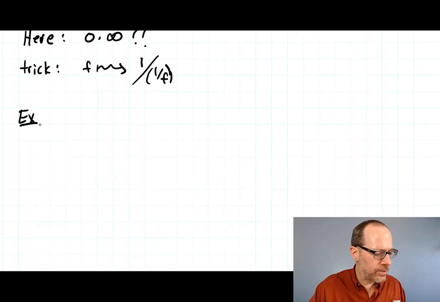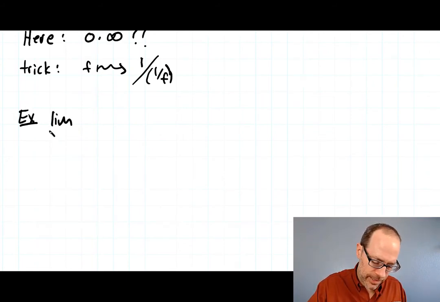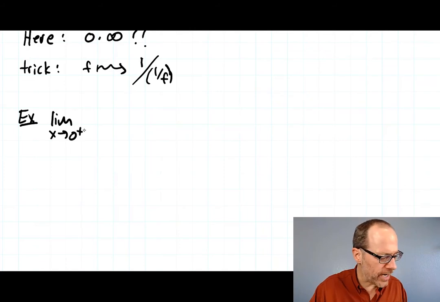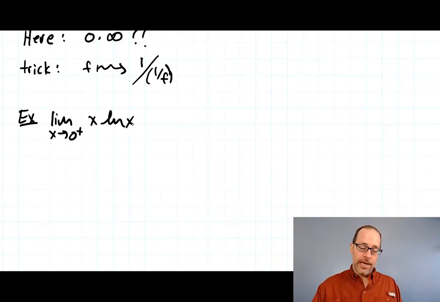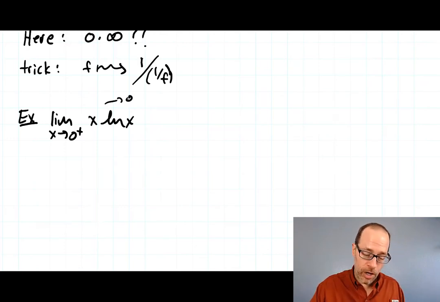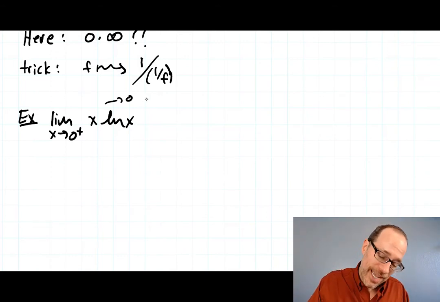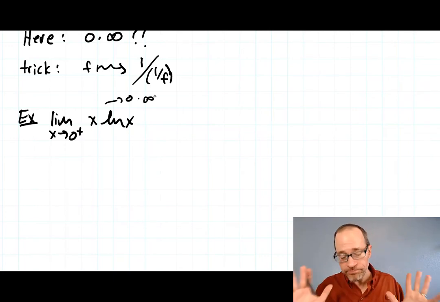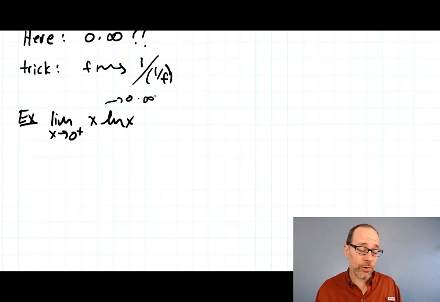So let's do the limit as x goes to 0 from the right of x log x. Now the x part is converging to 0, and the log x, remember it has an asymptote there, it blows up to negative infinity. So it's negative infinity, but in these problems usually just write infinity. Okay, so it's a 0 times infinity problem. L'Hopital's rule does not apply, so we can't use L'Hopital's rule.